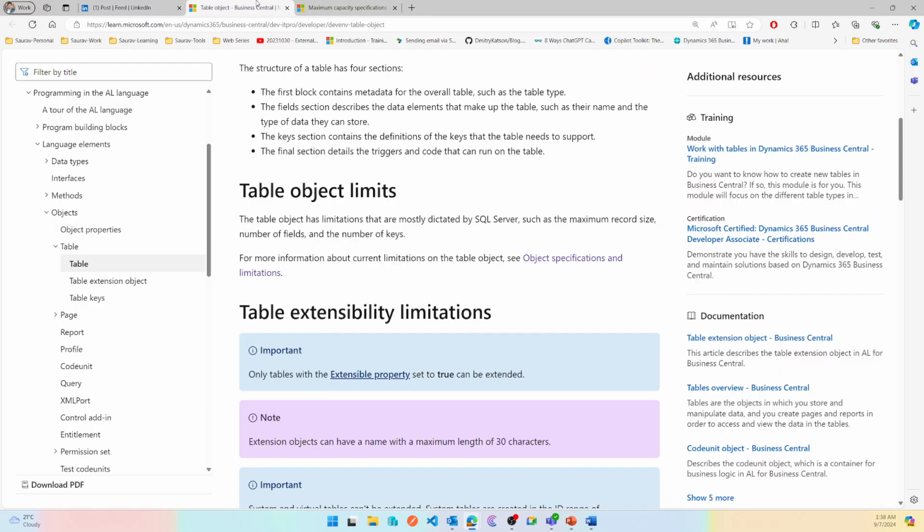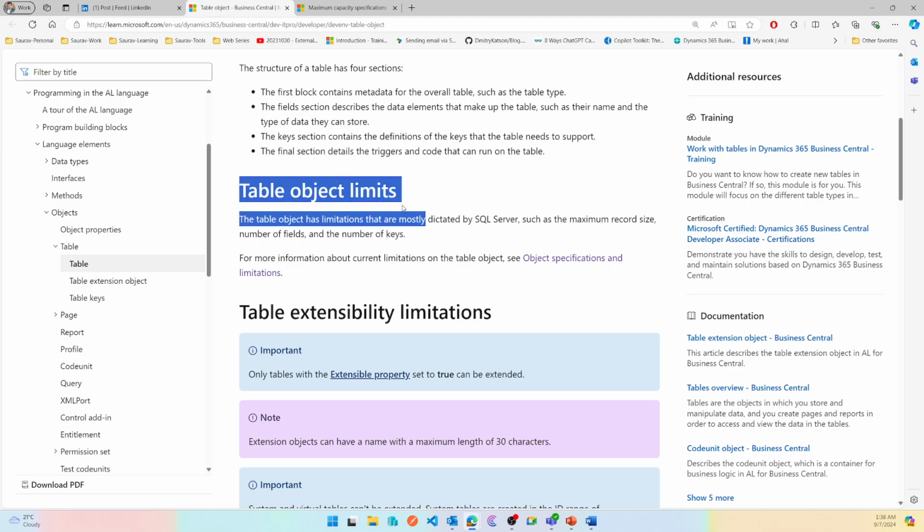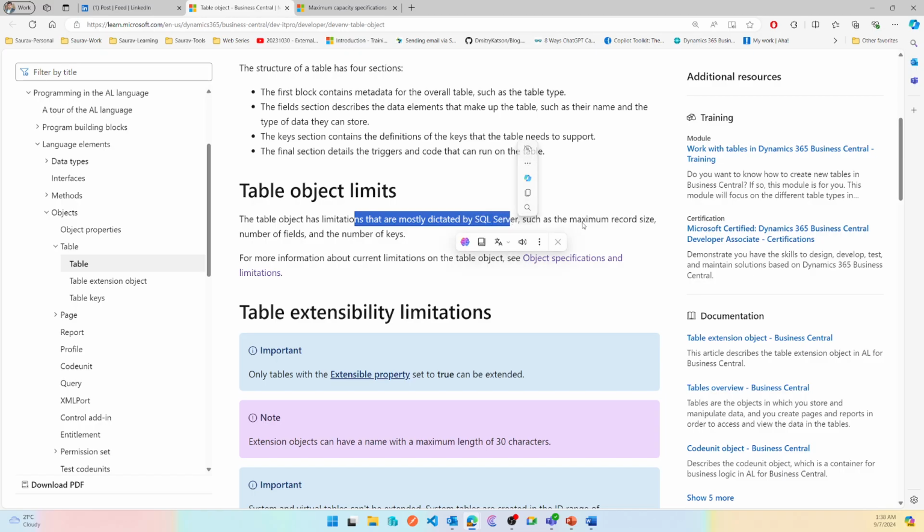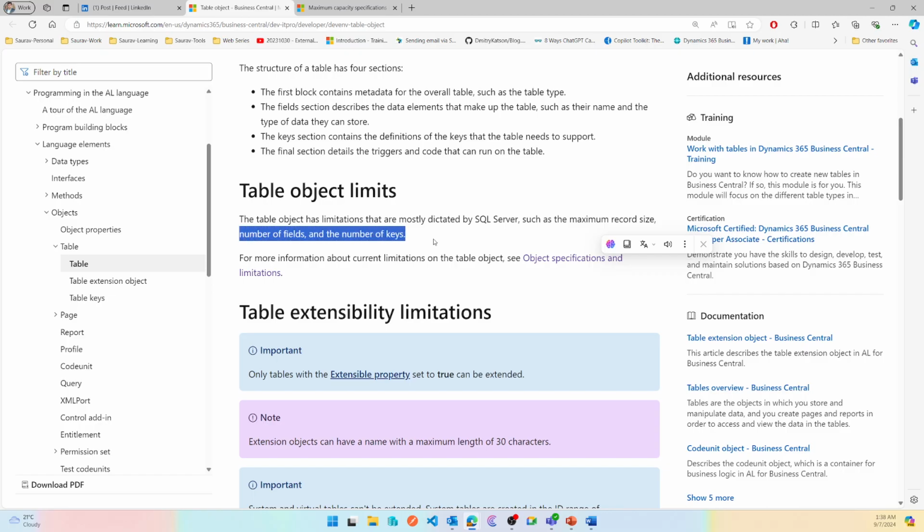Now when you go into the Business Central documentation of the table object, you will find the table object limit. The table object has limitations that are mostly dictated by SQL Server, such as maximum record size, number of fields, and number of keys. All these three properties are suggested or dictated by SQL Server. So neither 4K was the correct answer, nor determined by BC Compiler.